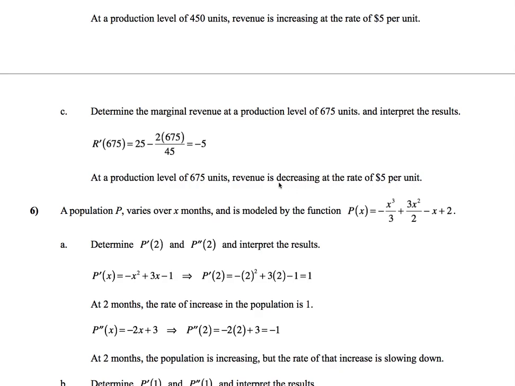Now the fact that it says decreasing here tells us that this value is negative. We would not say that revenue is decreasing at the rate of negative 5. We would not say decreasing at a negative rate. We just simply say decrease if this value is negative, and then state the value as a positive.